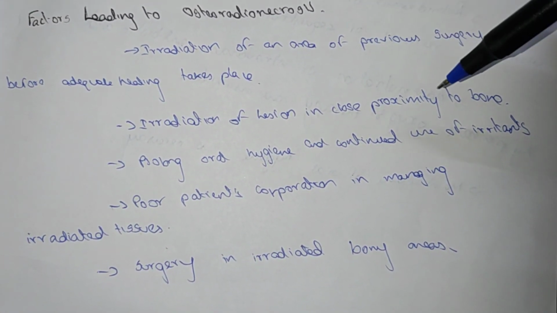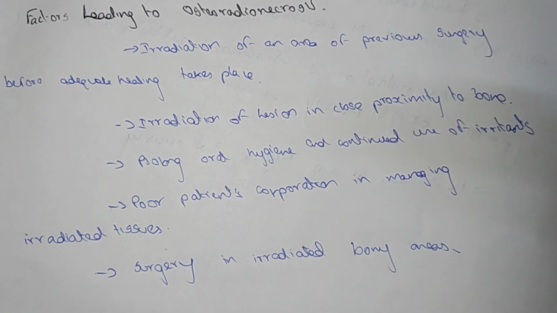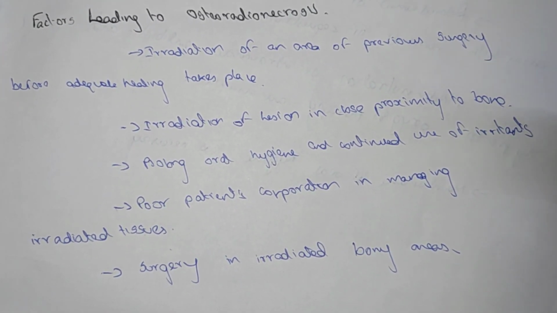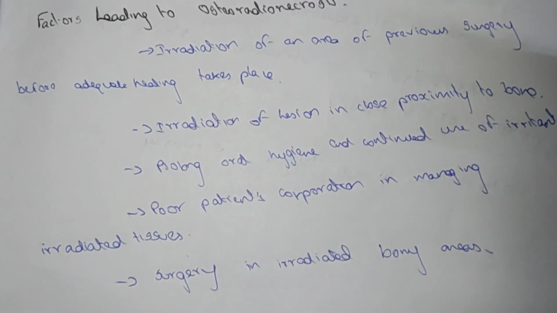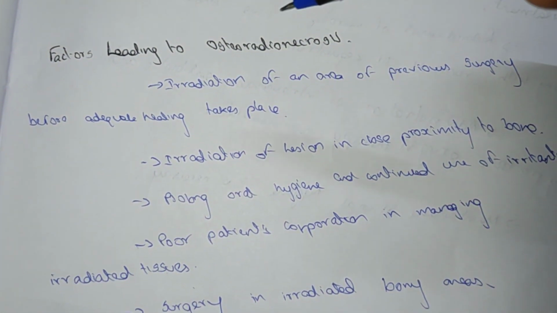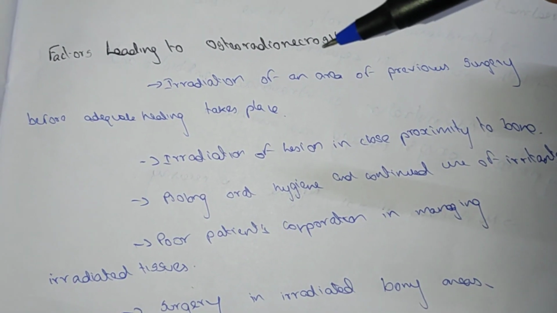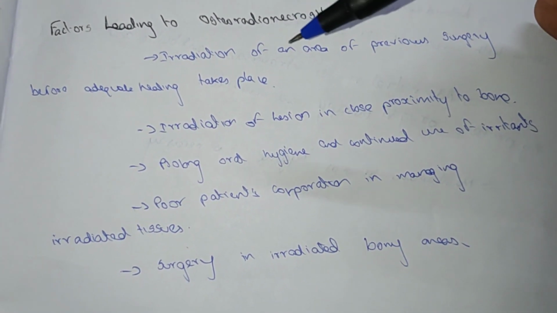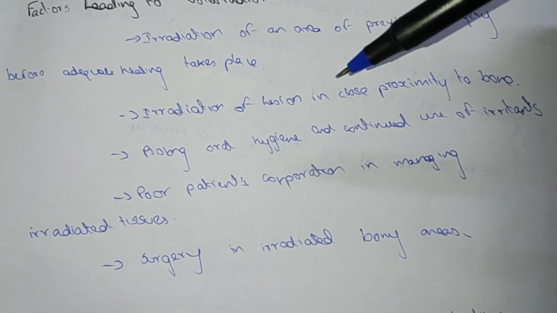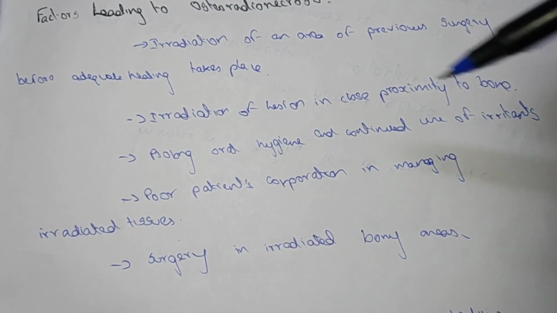Irradiation of a lesion in close proximity to the bone: when the radiation reaches a lesion which is close to the bone, this also causes osteoradionecrosis. In the word osteoradionecrosis, osteo means the bone, radio means the radiation, and necrosis means the bone gets necrosed due to the radiation.